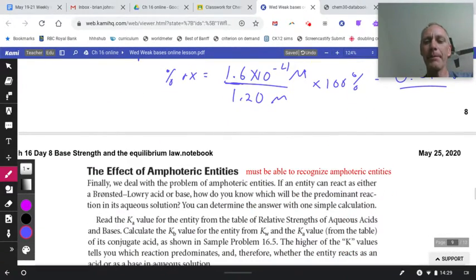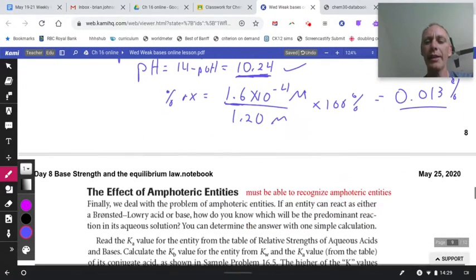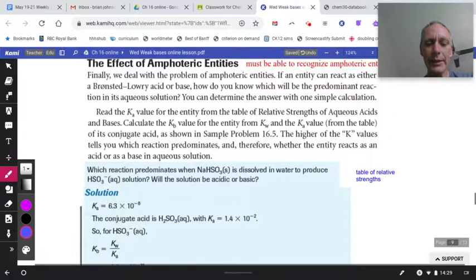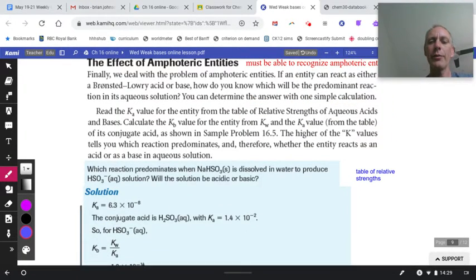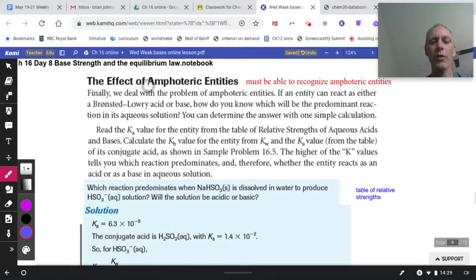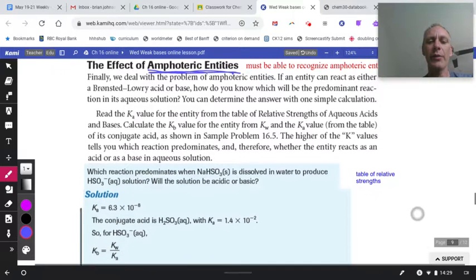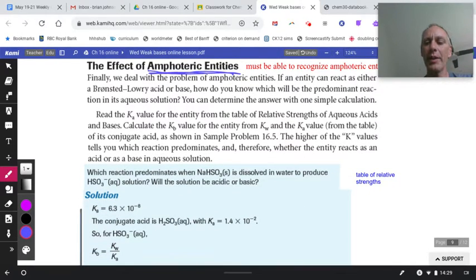Okay. So the next thing we need to look at is you have to be able to recognize and determine for amphoteric entities whether they will act as an acid or a base. And if you forgot what amphoteric means, this is compounds that have a proton and a minus charge.